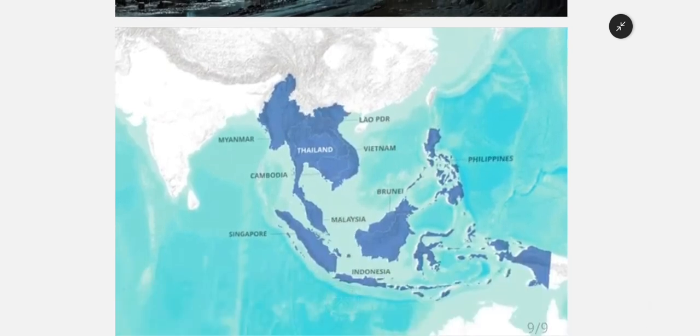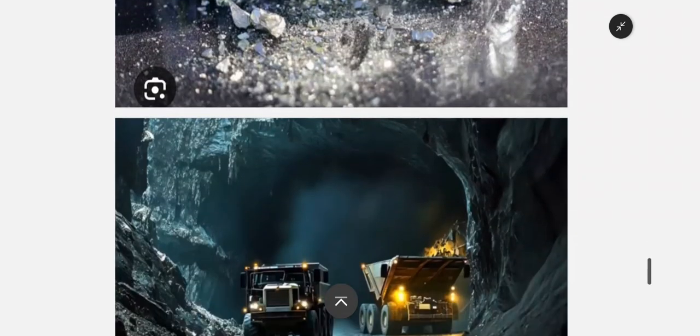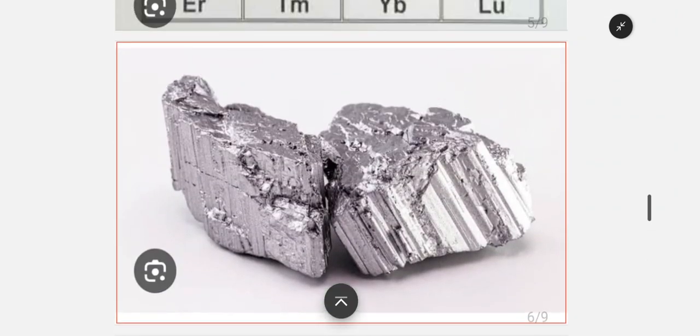Otherwise, if China imposes tariffs and India stops buying rare earth elements from USA, then we have to depend on countries like Myanmar, Cambodia, Thailand, Vietnam, Singapore, Malaysia, Brunei, Indonesia, Philippines. These are the places where rare earth are mostly found. Actually developing rare earth elements is not very easy. The extraction is not very easy. But this discovery in Rajasthan holds a significant step.